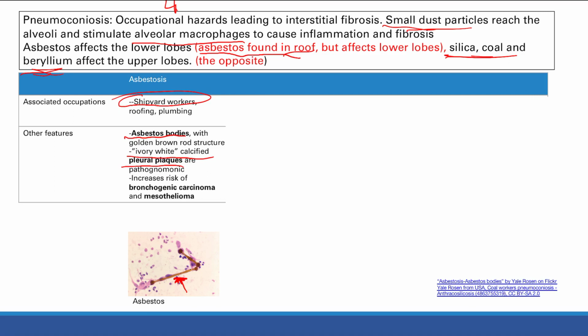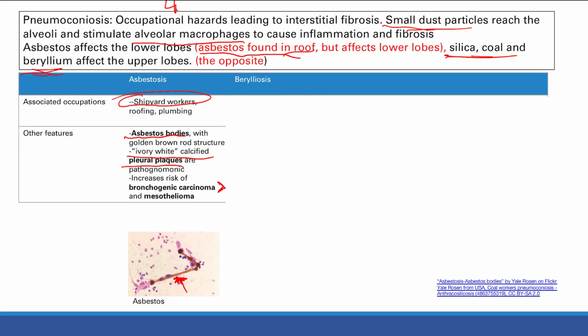Finally, last thing to know about this disease, if you have asbestosis, you have increased risk of both bronchogenic carcinoma and mesothelioma. Bronchogenic carcinoma obviously is cancer arising from the bronchi, and mesothelioma is cancer arising from the lung pleura. Okay, and bronchogenic carcinoma will be more common than mesothelioma. You wanna know that. A person with asbestosis will be more likely to have bronchogenic carcinoma than mesothelioma, but they're going to be at risk for both.